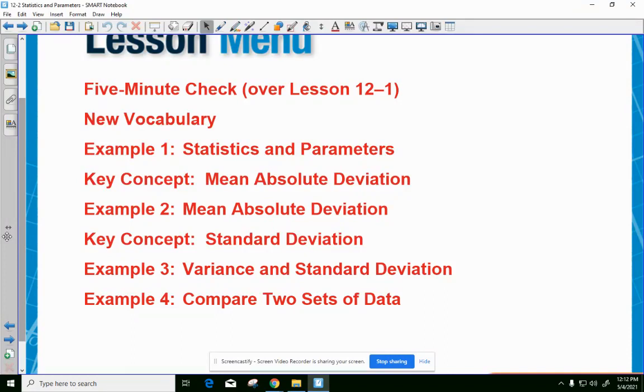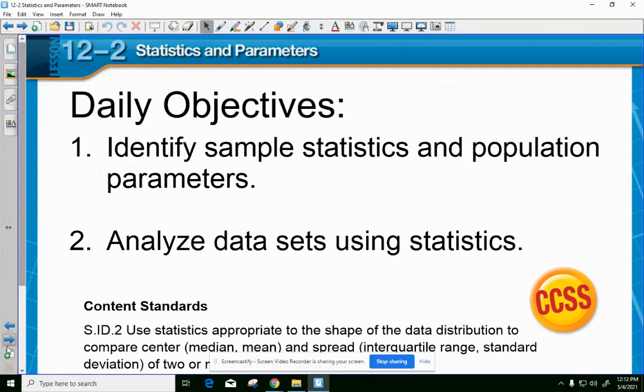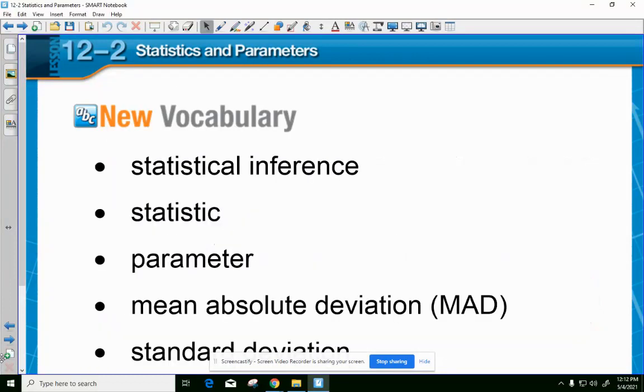All right. So we're going to start initially with this idea of what's called a statistic or a parameter. We'll let these go since we went through your entire homework. But can we identify a sample statistic, and then a population parameter? I'll define statistic and parameter for you in a second. And then analyzing the data, and we'll talk about how we do that as well.